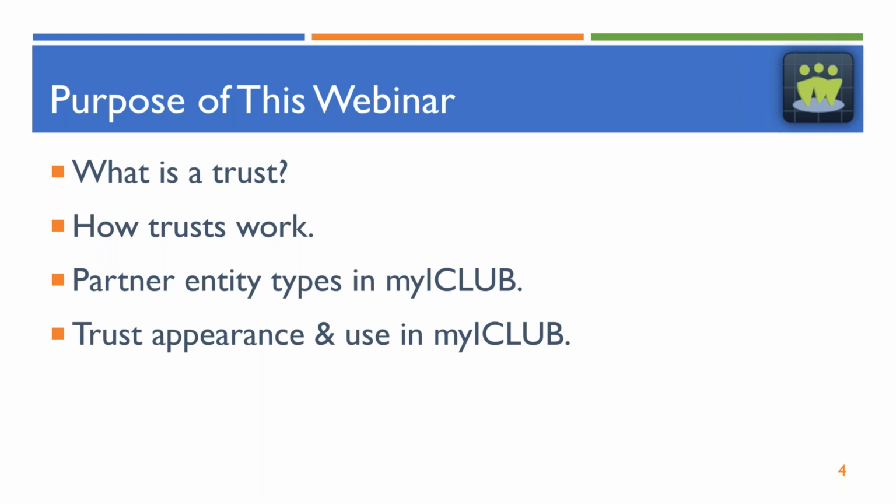Okay, so tonight's webinar, what's the purpose of this? Well, I'll give you a little overview of what is a trust, how trusts work, and the new partner entity type so that you can include a trust if you're so inclined as a partner in your investment club, and how those trusts will appear in reports and tax reports and different reports in myICLUB, and a few recommendations and a brief reference back to what are some of the problems and advantages of having a trust as a partner in your investment club.